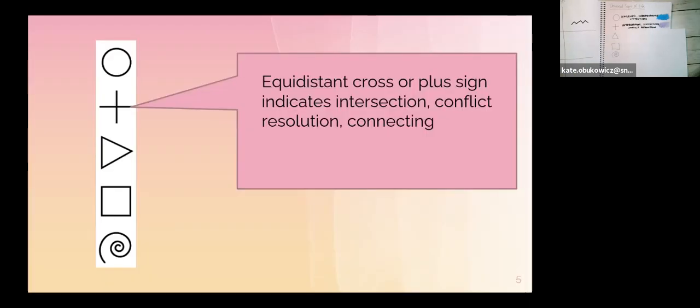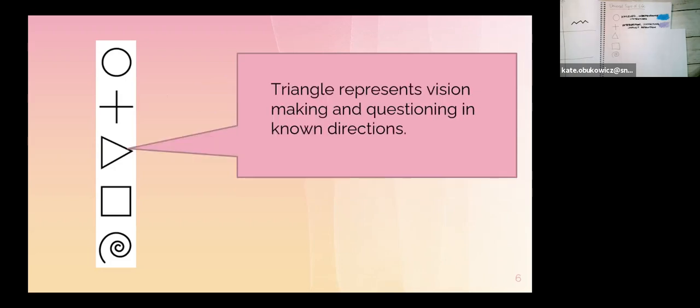The next one is the triangle. It represents vision making and questioning in known directions. So I think of mountains, pyramids, that kind of thing. Write this down. Okay, vision making and questioning in known directions. So like a vision quest, and that kind of thing.